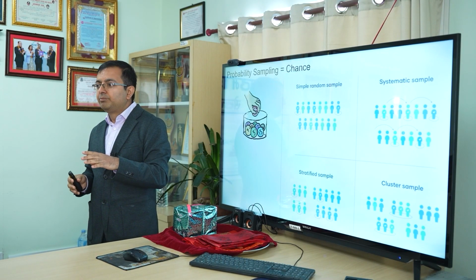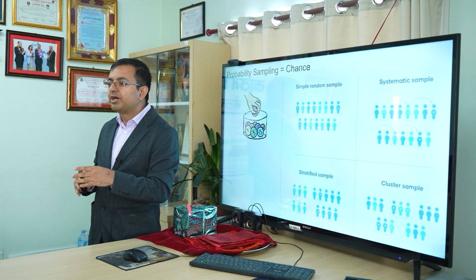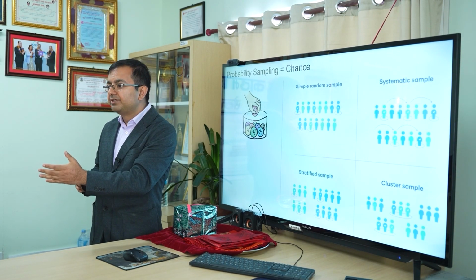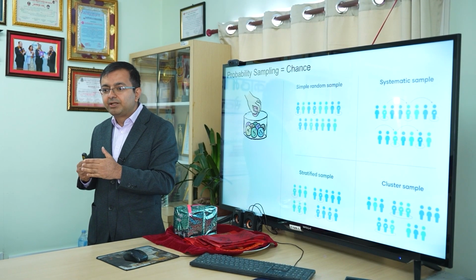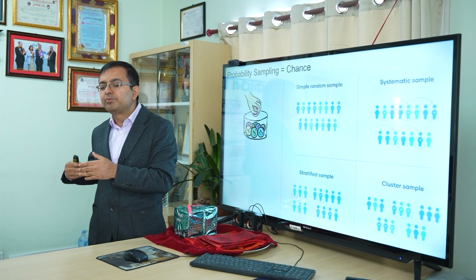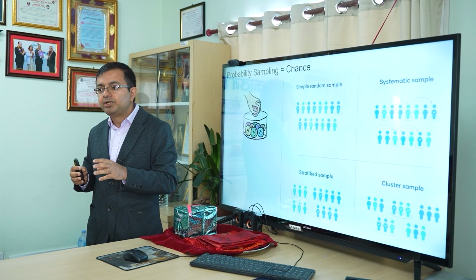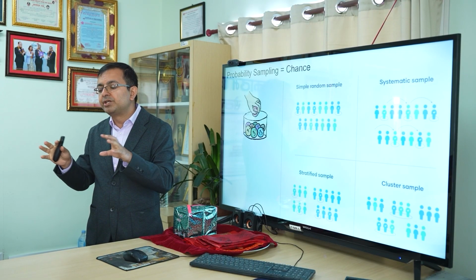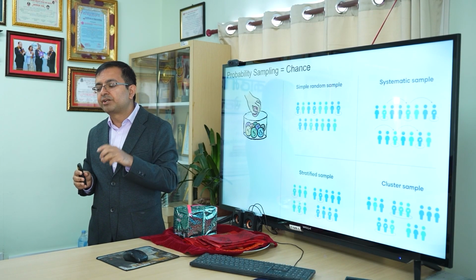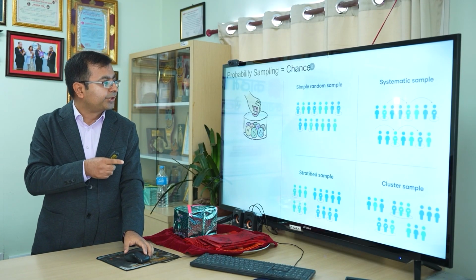Stratified is, but I want equal representation of male and female, or maybe equal representation from left and right side. So you make strata and take a random sample from that strata. Cluster sampling is usually done in field trials, in which you don't randomize the individual, you randomize a center. Like there are 20 schools, you randomly select 5 schools and do the study on those schools. It is more in field studies.